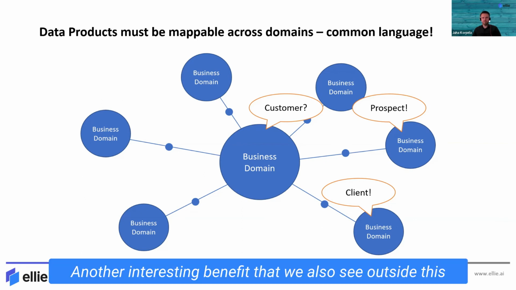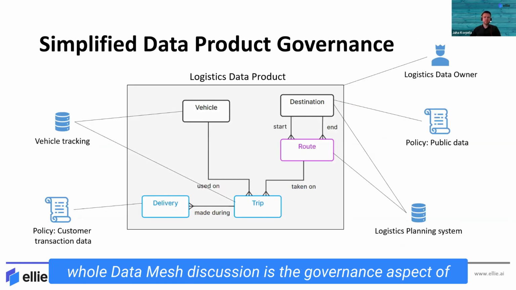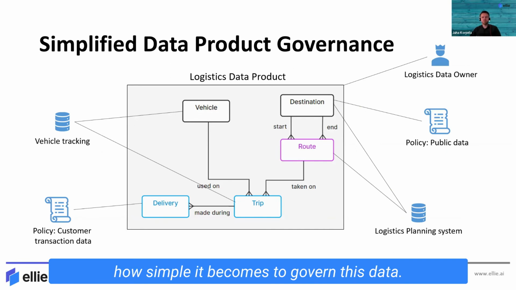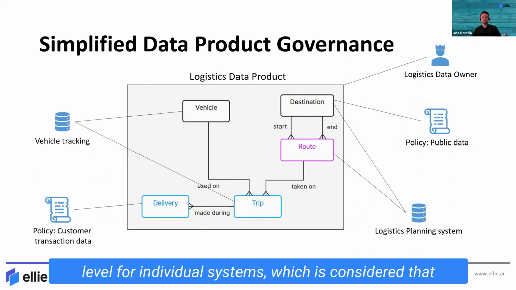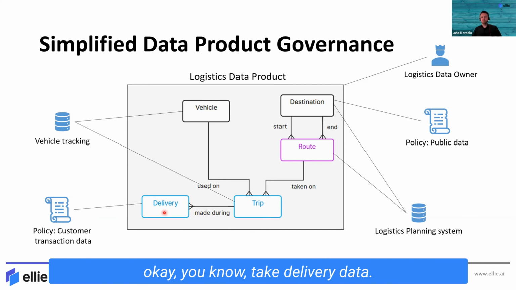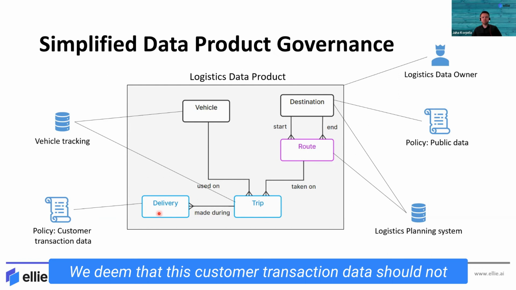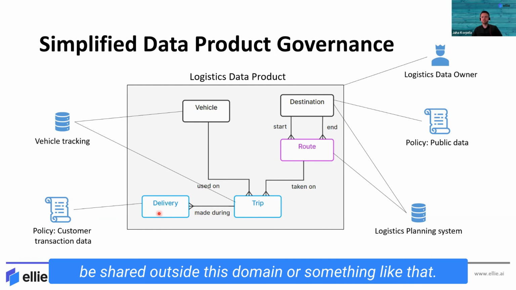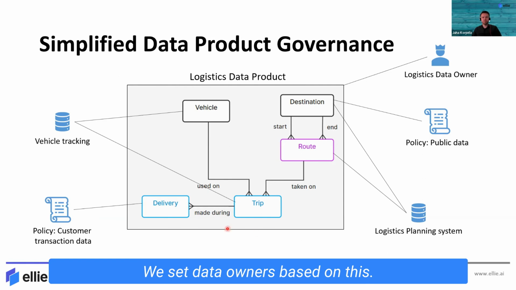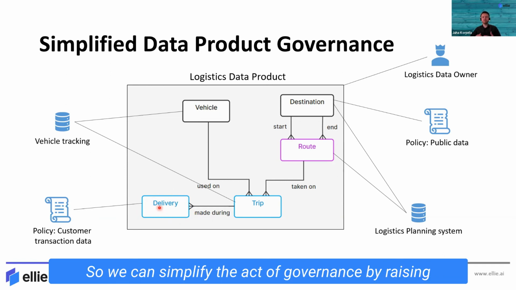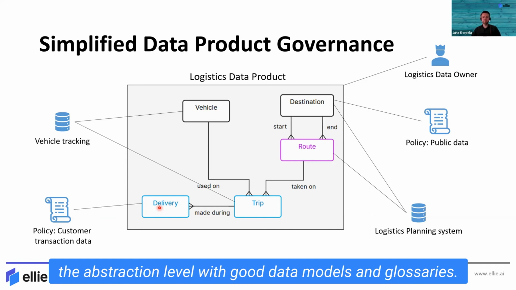Another interesting benefit that we also see outside this whole data mesh discussion is the governance aspect. So how simple it becomes to govern this data when we raise the abstraction level a little bit. Instead of figuring out policies and rules and everything on database or even column level for individual systems, we just consider that, okay, delivery data, we deem that this is customer transaction data. It should not be shared outside this domain or something like that. We set data owners based on this, and then we can from there drive downwards and see, okay, in which systems and which tables do I have delivery data? So we can simplify the act of governance by raising the abstraction level with good data models and glossaries.